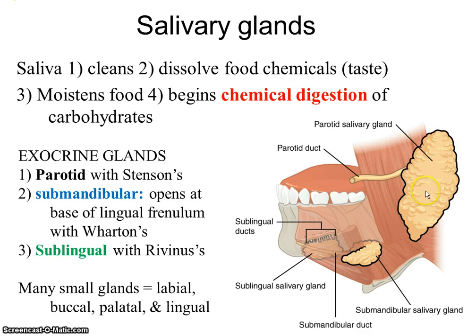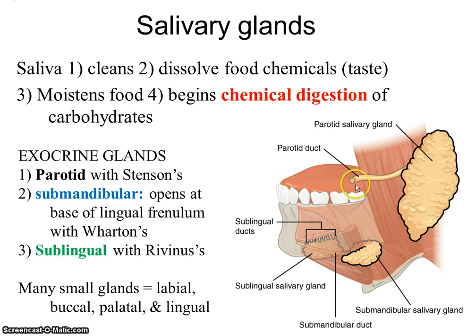Salivary glands are very important here. There are three sets of these that we look at in lab: parotid, submandibular, and sublingual. Saliva will clean and dissolve your food chemicals so that you can taste them with the taste buds in the papillae. It also moistens the food for easier swallowing, with less damage as it's moved, and it begins the chemical digestion of carbohydrates. These are exocrine glands, as I mentioned previously.